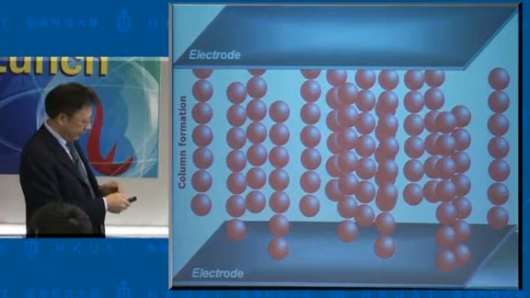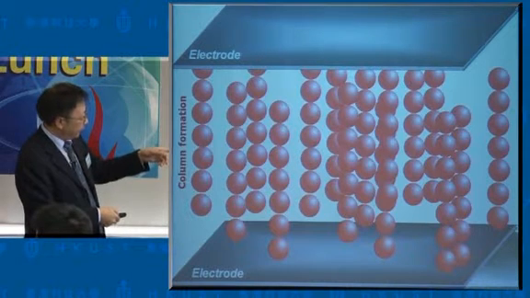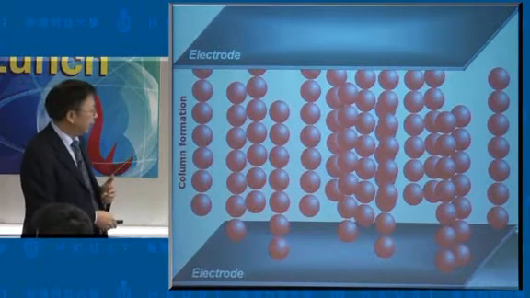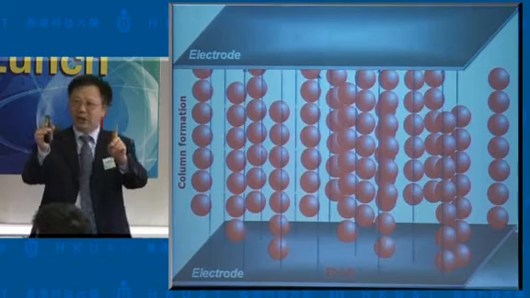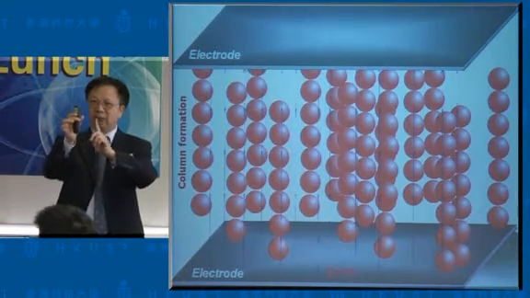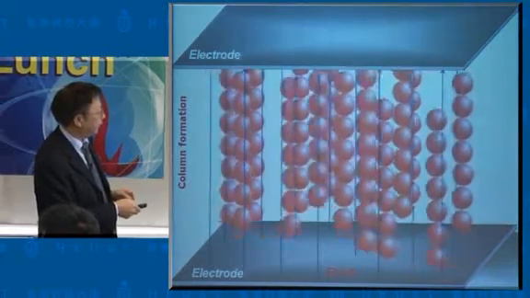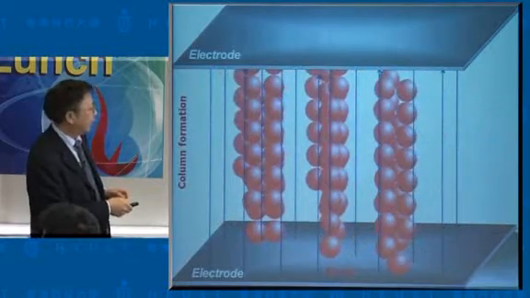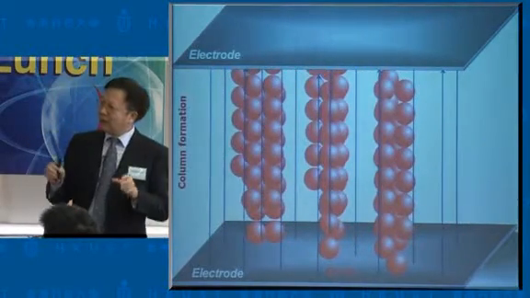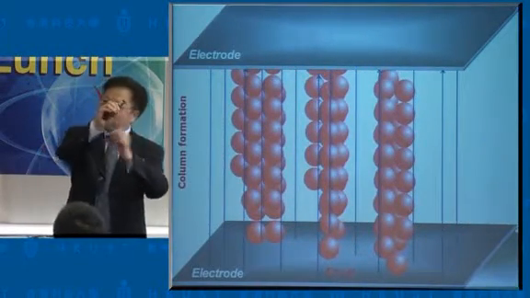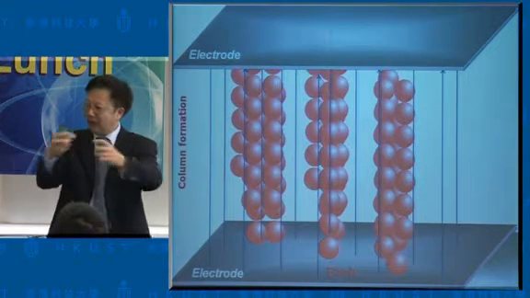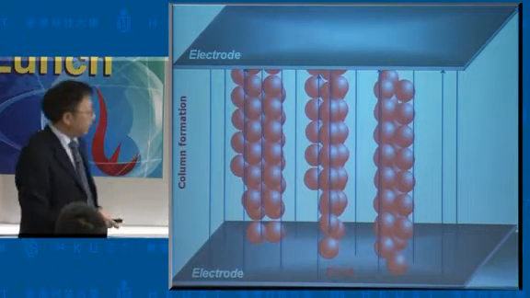So if we further increase the electric field, that means you apply high voltage, these chains aggregate to form columns. So you can see here, these chains form columns. So this can be changed from random particles to columns.